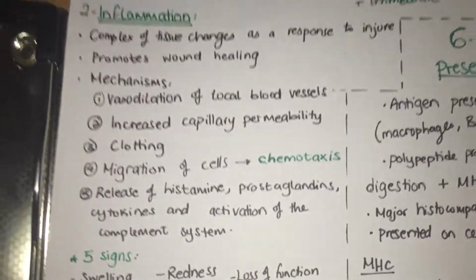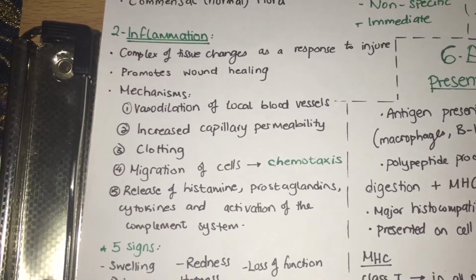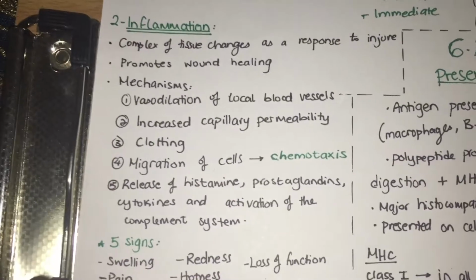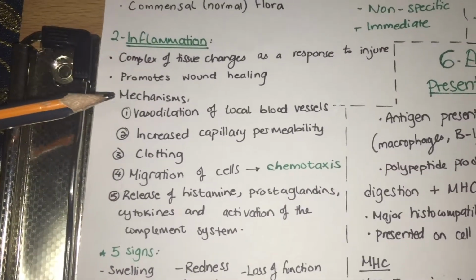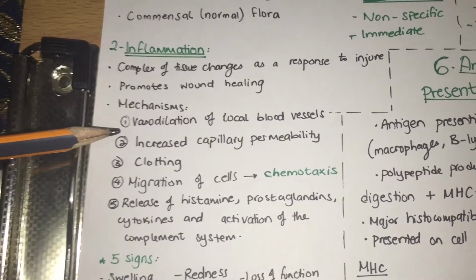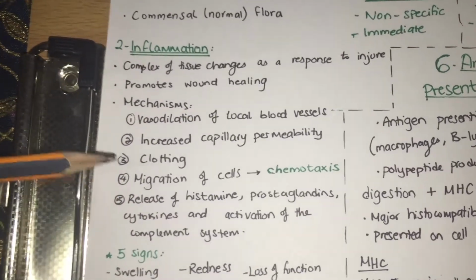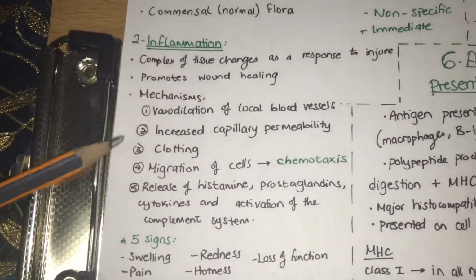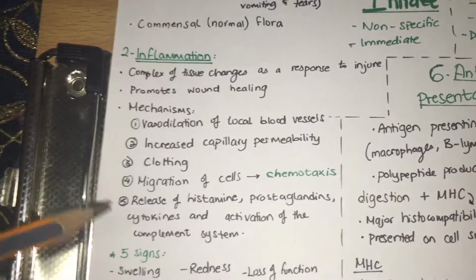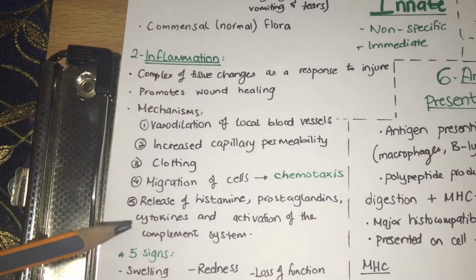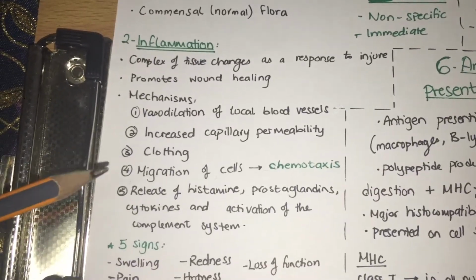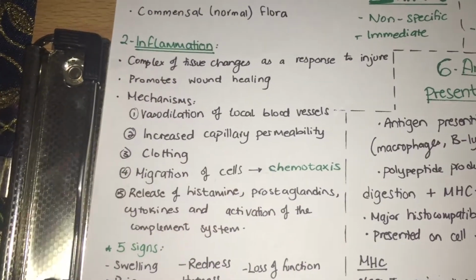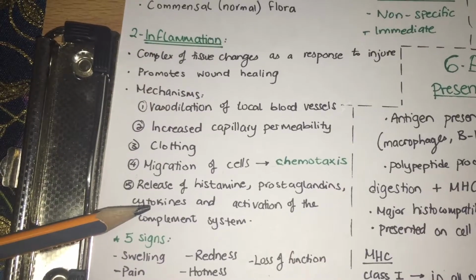Inflammation is a complex of tissue changes as a response to injury. It promotes wound healing. The mechanism of inflammation is that there is vasodilation of blood vessels, increased capillary permeability, clotting, and migration of cells, usually white blood cells, and this is known as chemotaxis. We also have release of histamine, prostaglandins, cytokines, and activation of the complement system, which we will be talking about later. Prostaglandins are basically local hormones. Cytokines, we're going to be talking about them later.